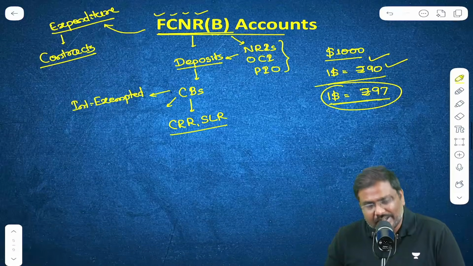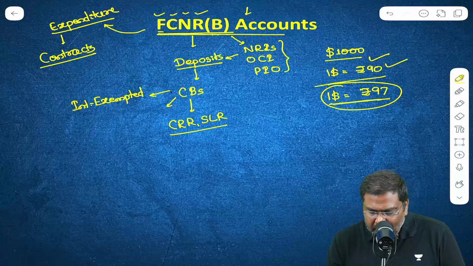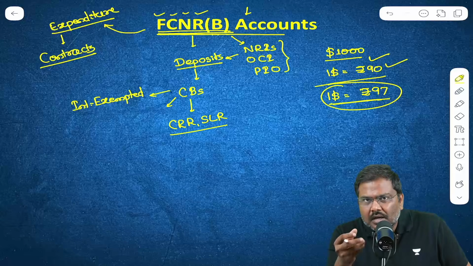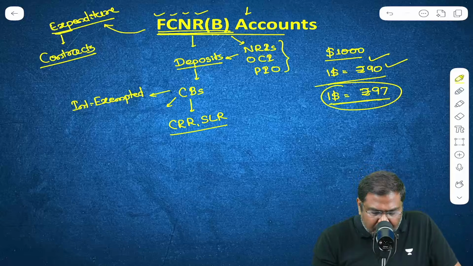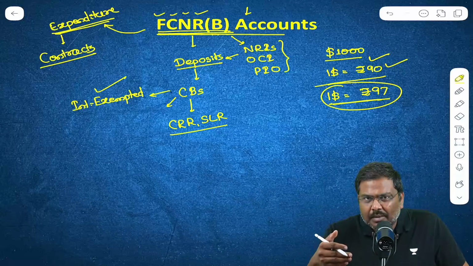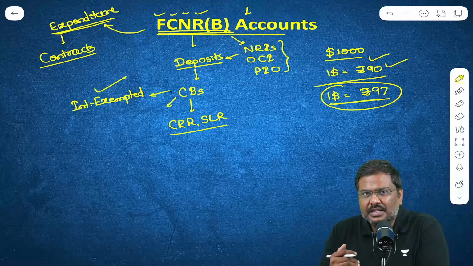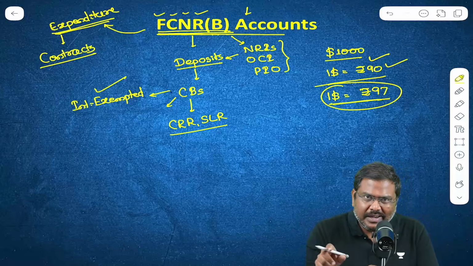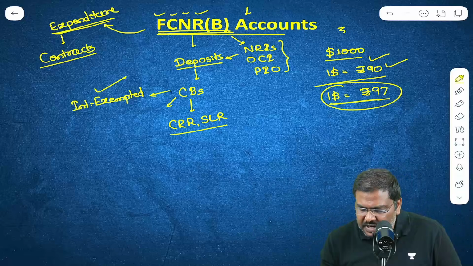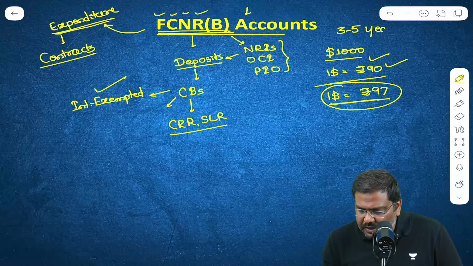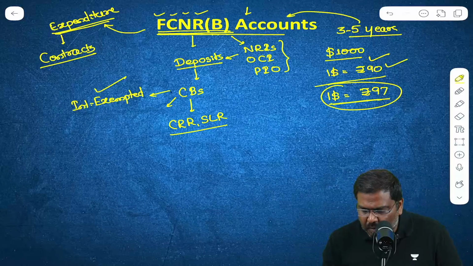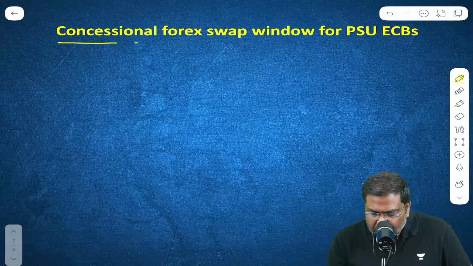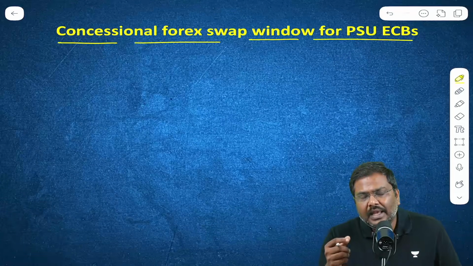Now before I go on to the next one, one more very important point in the context of FCNRB accounts so that there is no confusion. I said Reserve Bank of India will cover the hedging cost associated with these particular deposits which are collected by the banks. But what kind of deposits? Those deposits which will be collected till 30th September, and those deposits which have a maturity period of 3 to 5 years. This is a very important point. Please remember this.